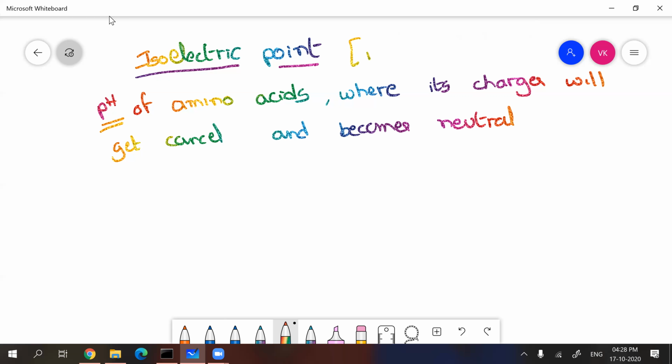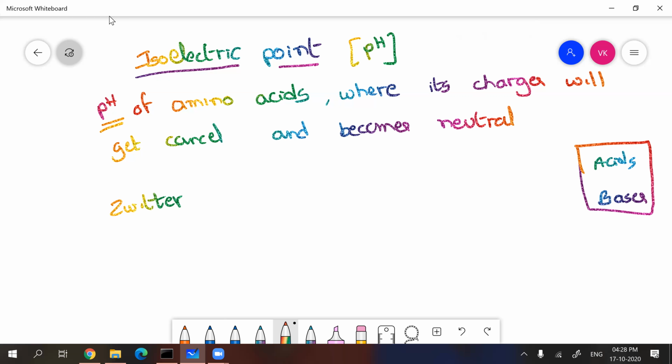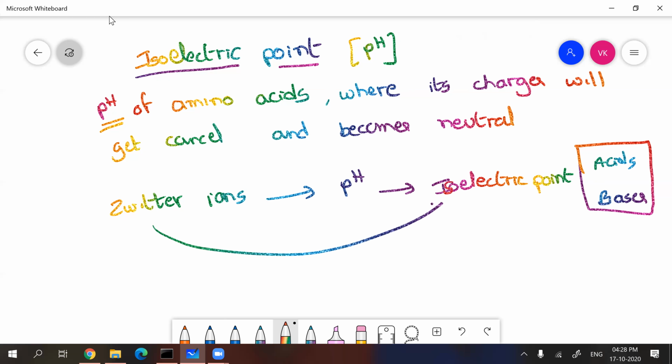So isoelectric point is nothing but the pH of a solution. Normally the word pH is used for acids and bases. For Zwitter ions, because they already internally possess a positive and a negative end inside, their charge will get cancelled at a particular pH. That pH is said to be the isoelectric point. So the word isoelectric point is only applied to Zwitter ions.